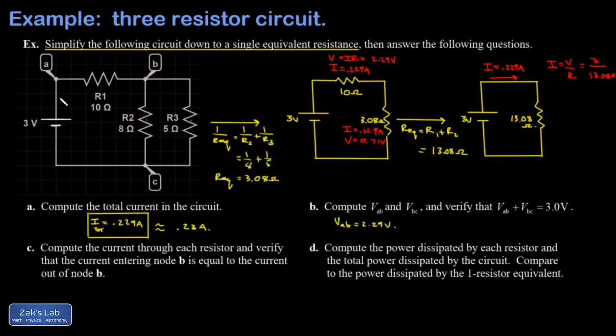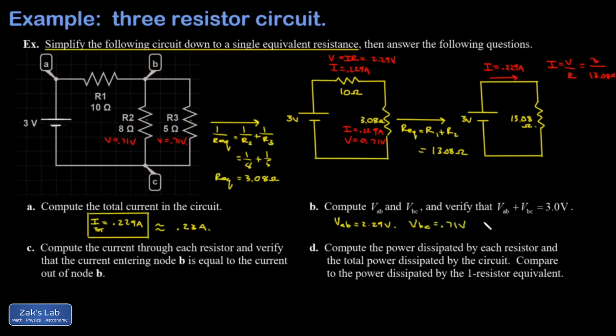So if I go back and write that in the first circuit diagram, it means I have 0.71 volts across the 8 ohm resistor, 0.71 volts across the 5 ohm resistor. It means that VBC is equal to 0.71 volts.